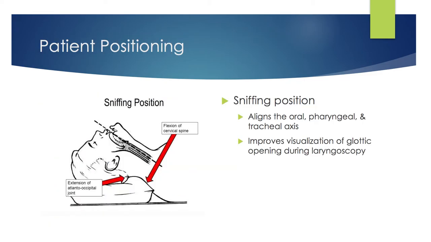First, we'll talk about positioning. Patient positioning is crucial for the induction of general anesthesia. Proper patient positioning, often referred to as the sniffing position, aligns the oral, pharyngeal, and tracheal axes. This provides improved visualization of the glottic opening and optimizes conditions for endotracheal intubation.